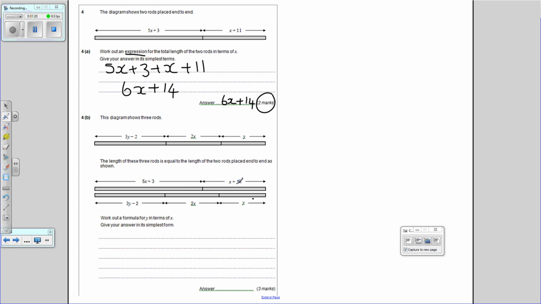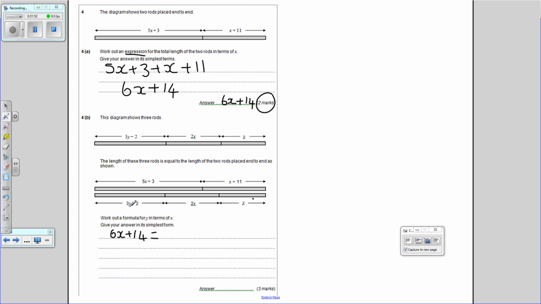This is the type of question where a lot of people aren't sure how to work out a formula, what they're going to do. But that doesn't mean that you can't give it a go, break the problem down and usually get the answer in the end. So we know that these 2 rods are equal. So why not write that? The length of these rods here, the 5x plus 3 and the x plus 11, which we know was 6x plus 14. So that top row is equal to the length of these bottom rods.